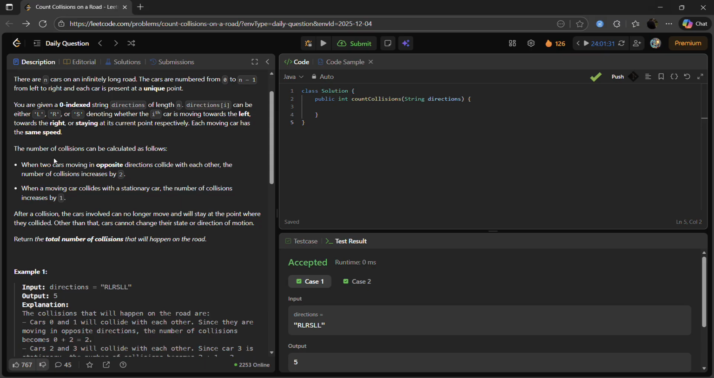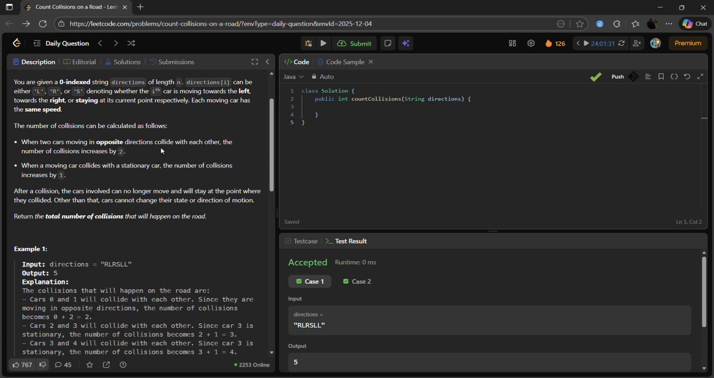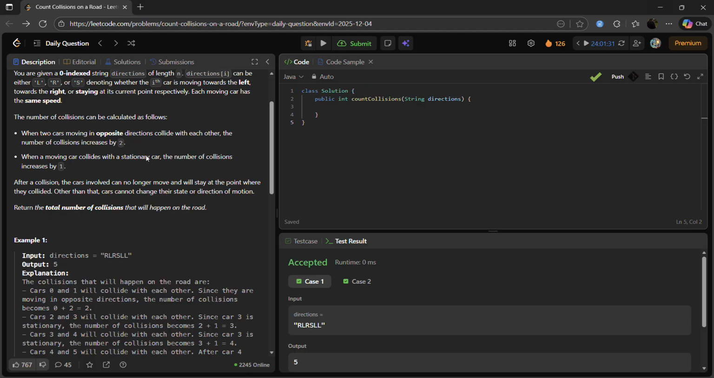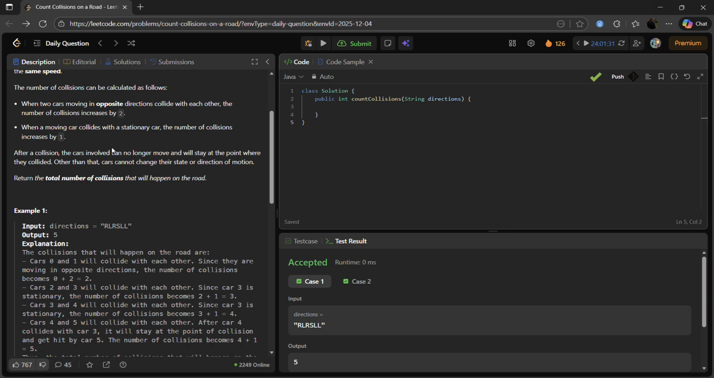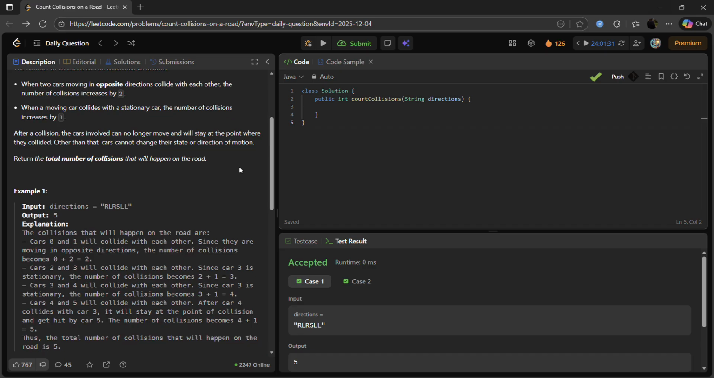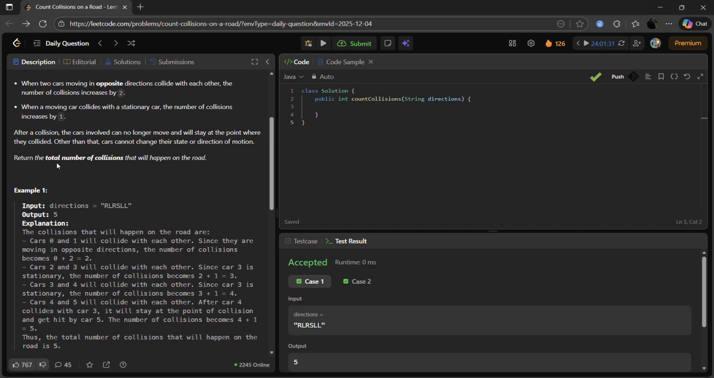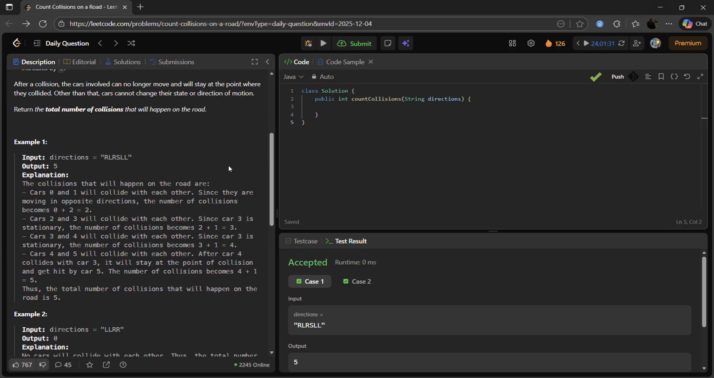The number of collisions can be calculated as follows. When two cars moving in opposite directions collide with each other, the number of collisions increases by 2. When a moving car collides with a stationary car, the number of collisions increases by 1. After a collision, the cars involved can no longer move and will stay at the point where they collided. Other than that, cars cannot change their state or direction of motion. Return the total number of collisions that will happen on the road. So this is the problem.